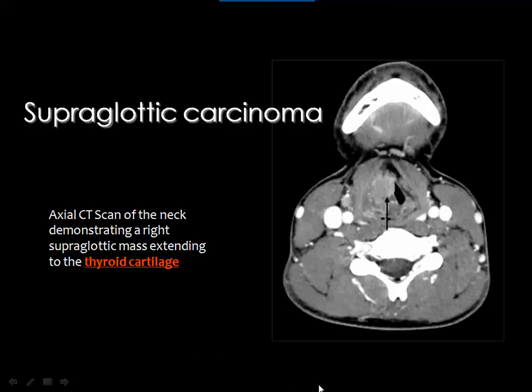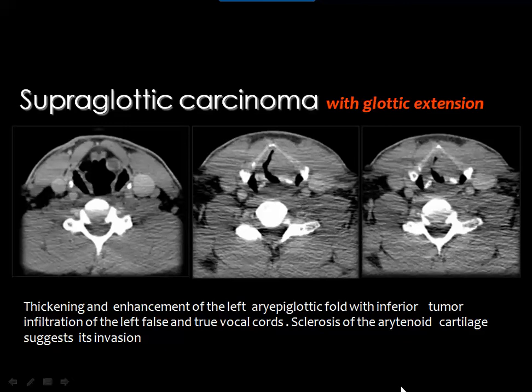And this is a supraglottic carcinoma infiltrating the right aryepiglottic fold, extending into the pre-epiglottic space, and also extending to the region of the thyroid cartilage, which is located here. And this is also a supraglottic carcinoma reaching the glottic area. This is the aryepiglottic fold, and you have nodular thickening of the epiglottis and the left aryepiglottic fold.